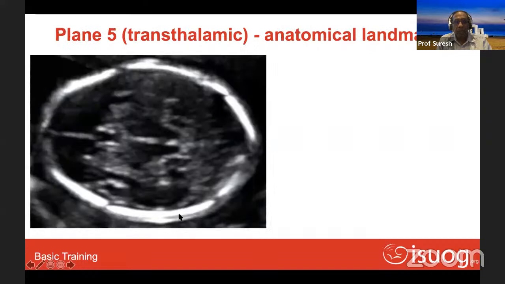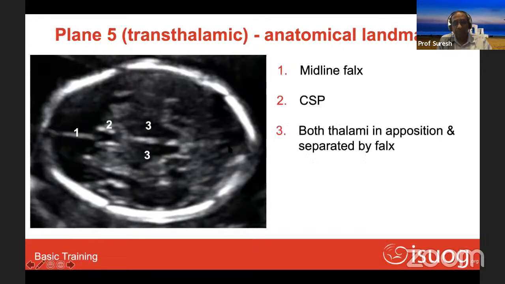Now let's go to the transthalamic plane. The anatomical landmarks we want to see in the transthalamic plane, one is the midline falx. And the midline falx here also is interrupted by the cavum septum pellucidum. And then you see the two thalami as two hypoechoic areas. And it is separated by the falx and the hippocampal gyri immediately after that.